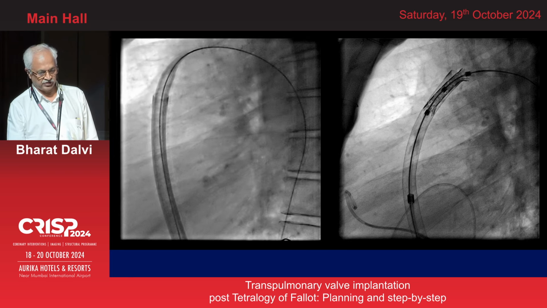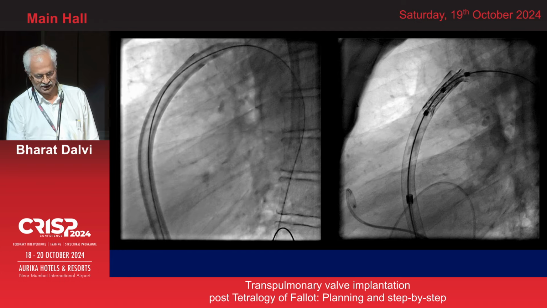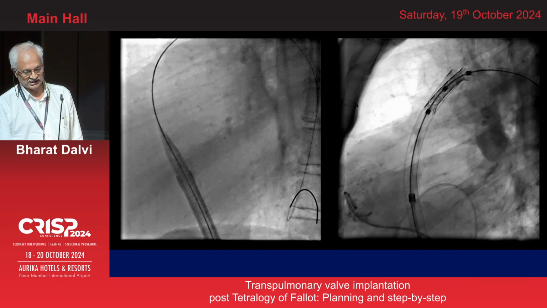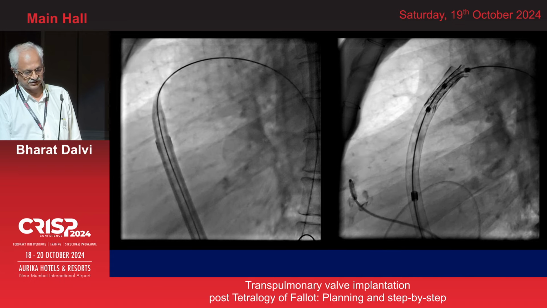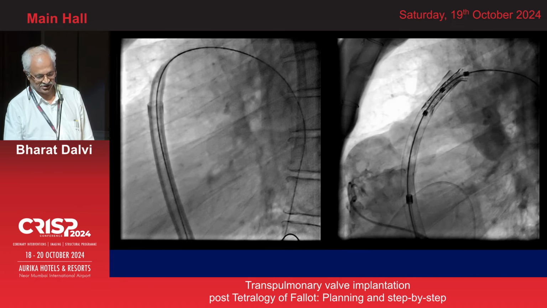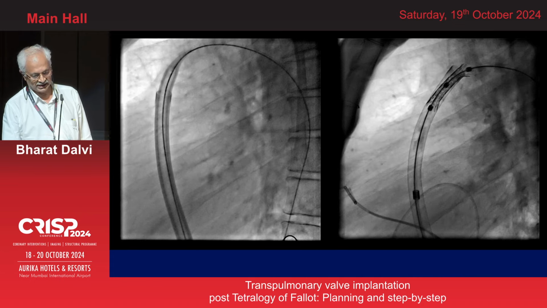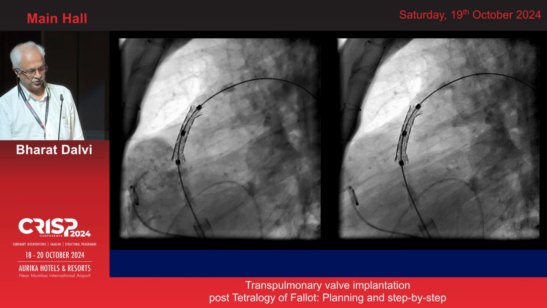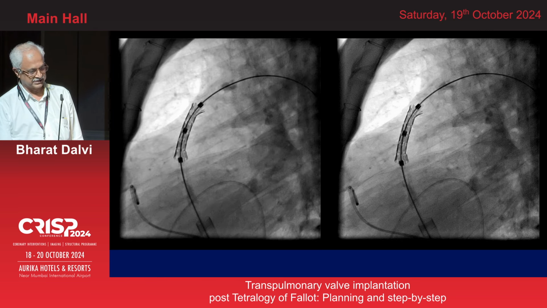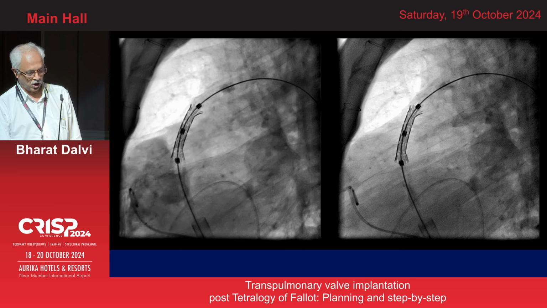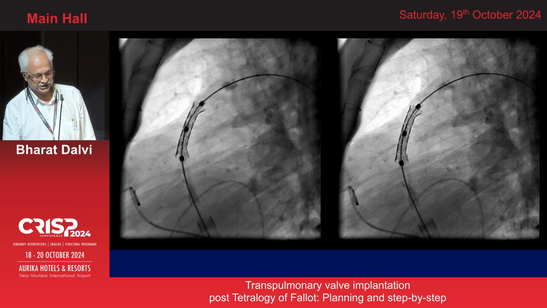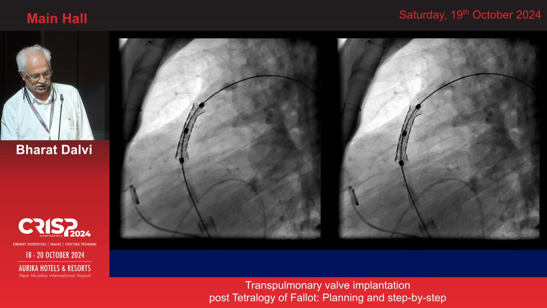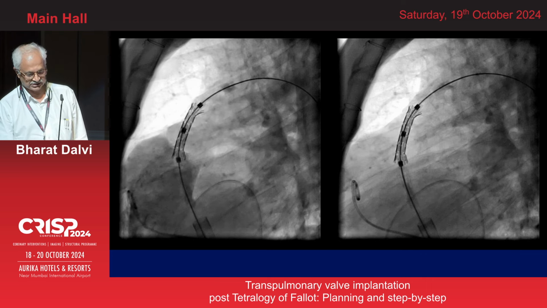So once the 24 French sheath is there, we went ahead with a Ziffer stent, which is a 36 millimeter Ziffer stent on a 35 millimeter Navigator. You can see that we are trying to get the stent in position, and then you can see that we are doing rapid ventricular pacing. This is the way we are going to deploy our stent. These are the choke points here, one at the level of the annulus and one at the level of the sinotubular junction, just above the sinuses of Valsalva.